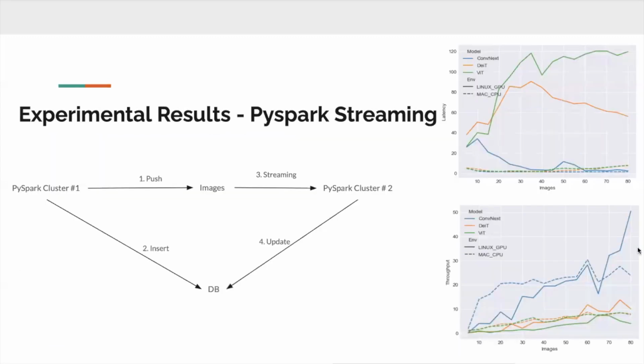Okay, so for our PySpark streaming, the architecture we developed is simple, involving two Spark clusters communicating in a single direction pipeline. The images are being pushed at a constant rate, and we keep gradually increasing the images. So unlike our previous inference and training analysis, we get some different results here. We use 3 trained models on those 2 environments, Linux GPU and Mac GPU. And the Apple GPU is not compatible with the Spark cluster, so we exclude that.